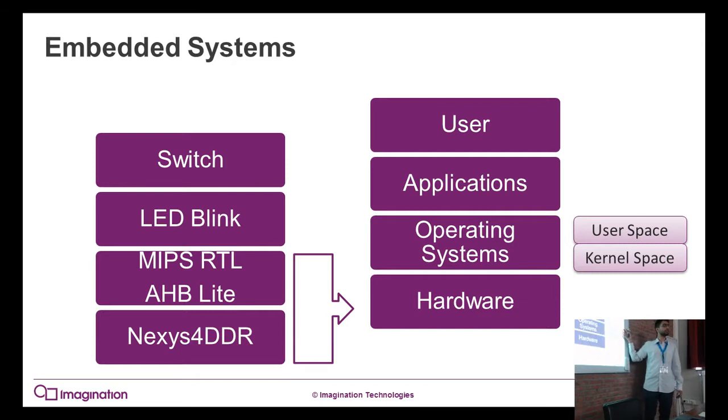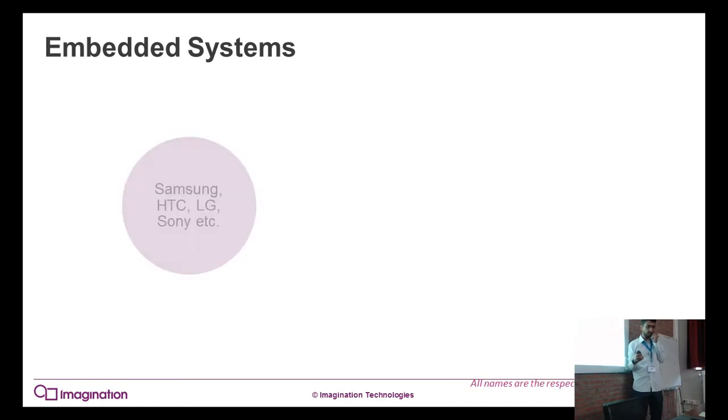Okay, so within the operating system, there's a concept, a further subdivision, of kernel space and user space. The kernel space touches the hardware-specific parts, while the user space looks at the application side of things. Okay, so a few examples.